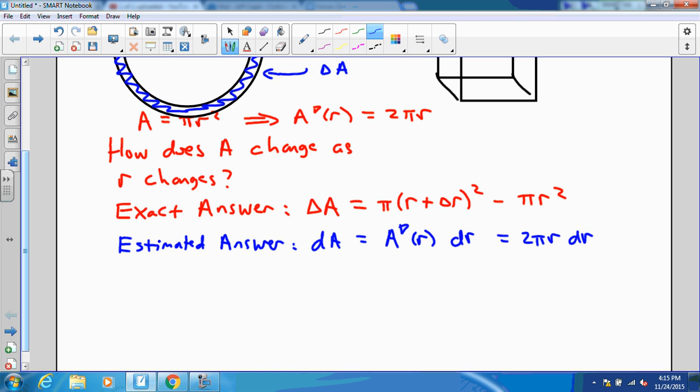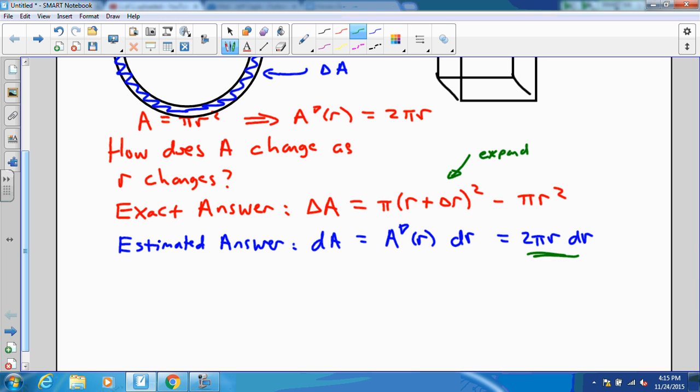Now, how do these two answers compare to one another? Well, again, delta A is the exact answer. And the virtue that it has is that it is exact. But the liability that it has is that it is a little bit more complicated to compute. You can see that if I wanted to compute this, I would need to expand using algebra, and then I'd have to do the subtraction and so on and so forth. Whereas my dA, I have a formula ready to go.